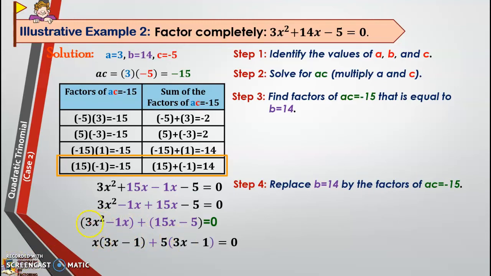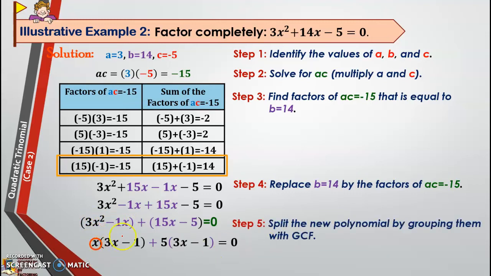So from here, we factor out x, diba? Yung GCF dito is x. Dito sa kabila yung GCF is 5. So again, may GCF ulit sila, which is 3x minus 1, so we factor it out. And what is left is x and 5. X plus 5, 3x minus 1 equal to 0.